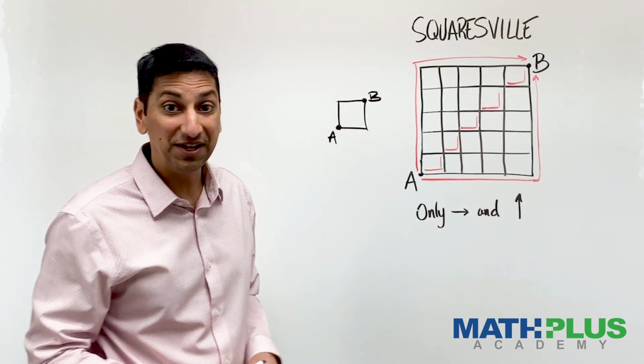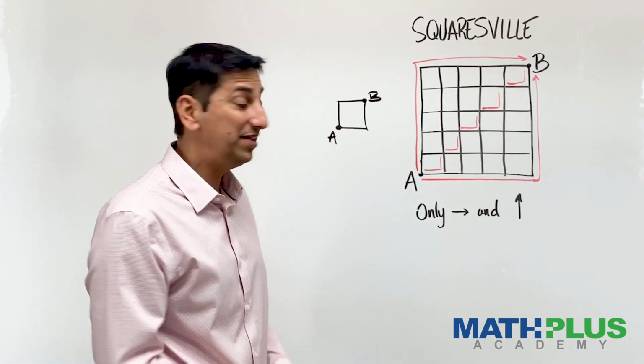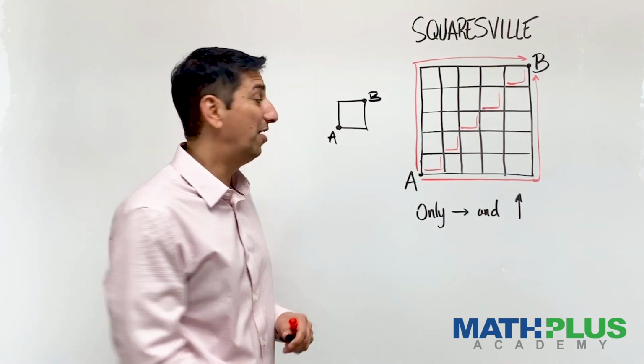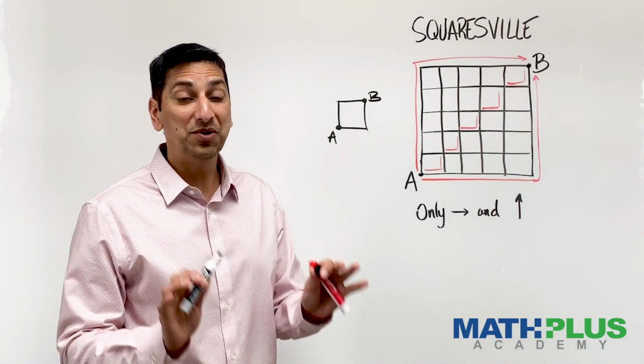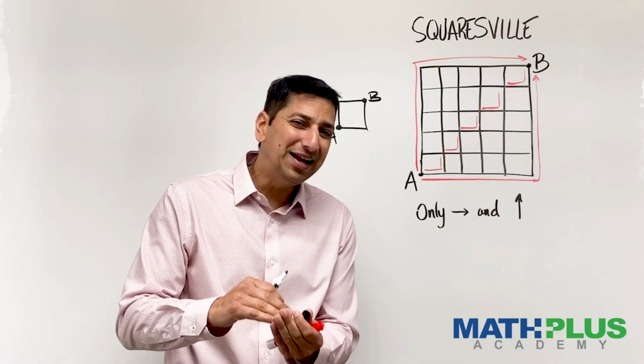That's it. That's Squareville. One square. How many ways? Well, that's easy for me to count. 1, 2. There are no other ways. Simple problem. Then crank it up just a little bit.